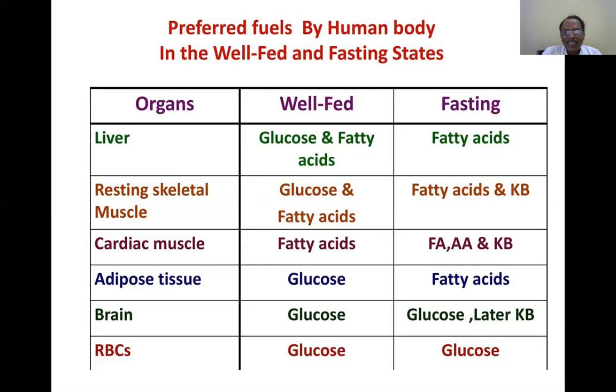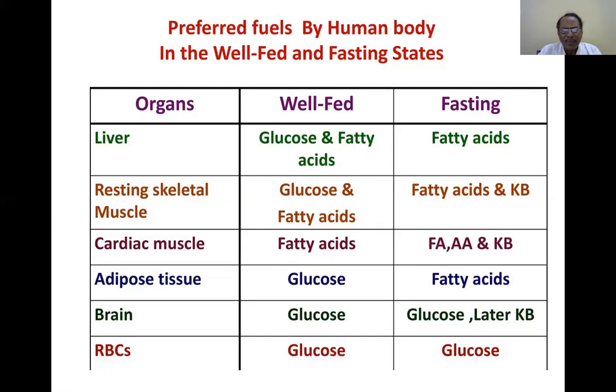In the fasting state, only fatty acids. In the resting skeletal muscle, glucose and fatty acids both will be utilized. But in the fasting state, it goes for the fatty acids and ketone bodies. As glucose is getting reduced, the ketone bodies are preferred by the resting muscle.